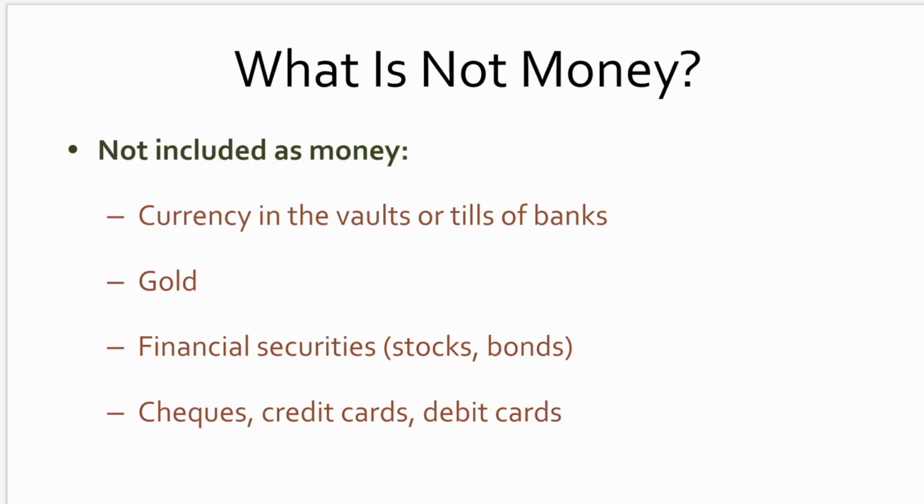So now that we know what money is, what is it not? Well, currency in the vaults or tills of a bank is not considered part of the money supply because it's not out in circulation. Gold is not considered money. Financial securities, such as stocks and bonds, are not as liquid, so they're not considered money. And checks, credit cards, and debit cards are not considered money. They're a facilitation of money, but they're not actually counted into the money supply. So that's what we're doing here: we're saying what gets counted into the money supply. Currency in vaults, gold, financial securities, checks, credit cards, and debit cards do not get counted in the money supply.